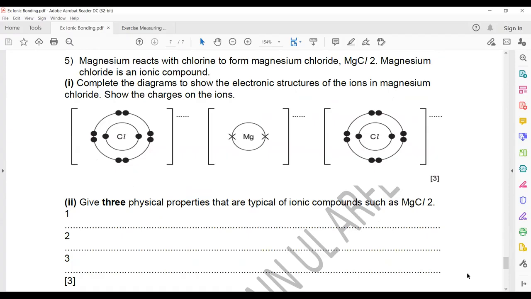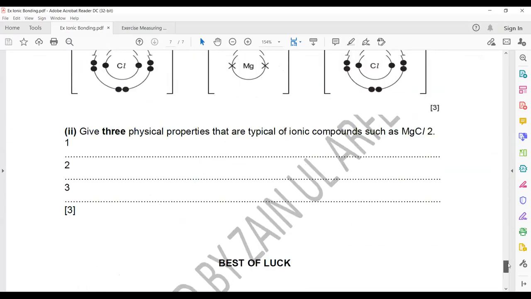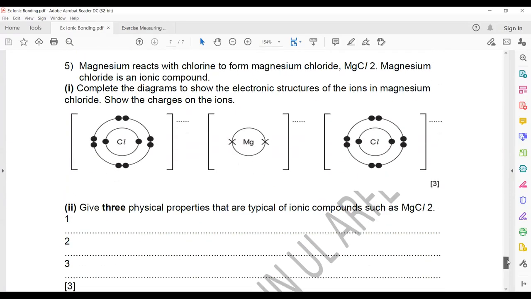Question 5, a minute left, so I'll share another link and discuss this question 5.